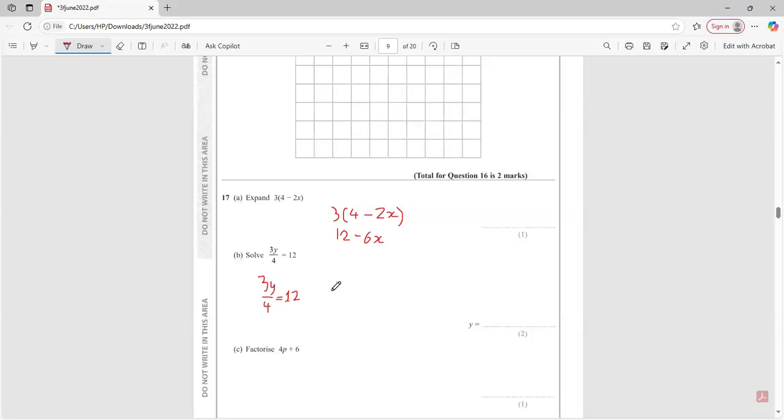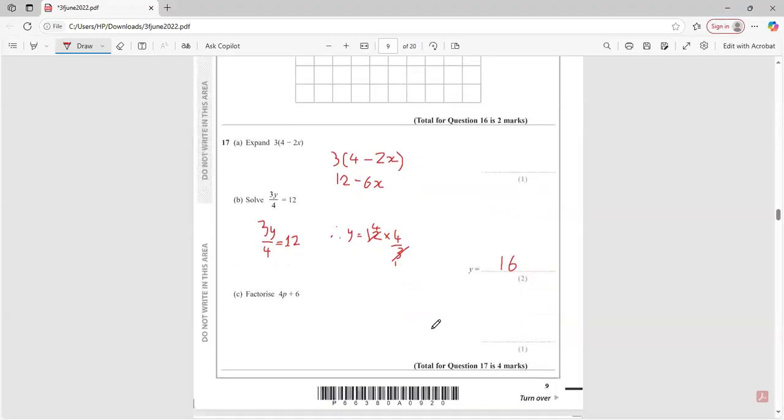So that means that therefore, y will be equal to 12 times 4 over 3. And that will be 3 into 3 is 1, 3 into 12 is 4, and 4 times 4 is 16. And we're good to go.